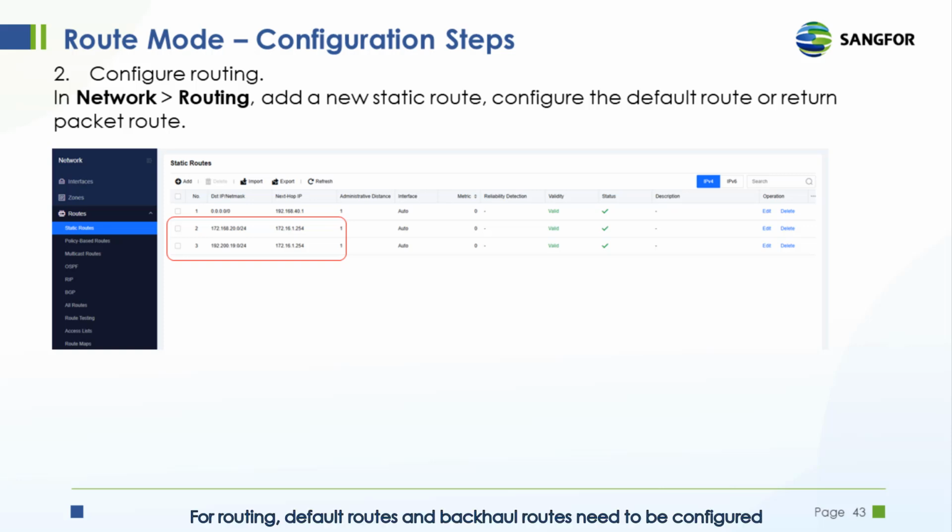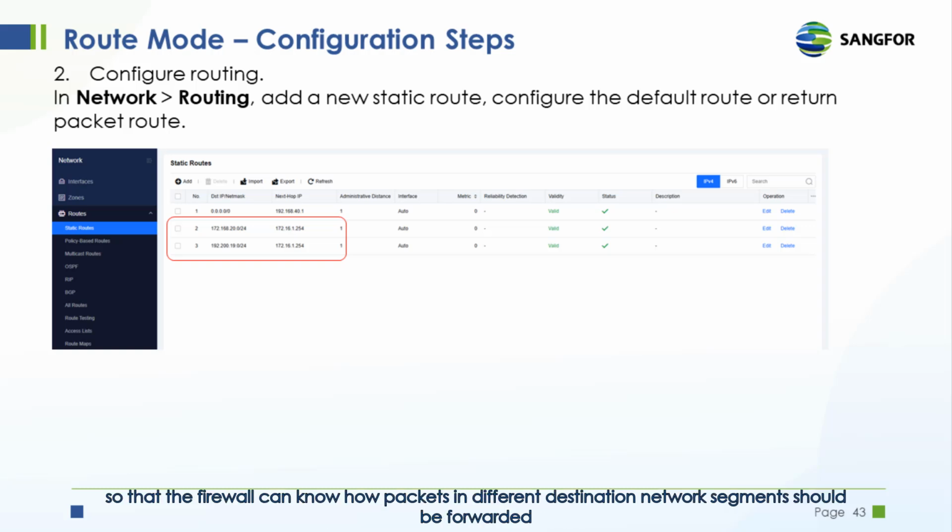For routing, default routes and backhaul routes need to be configured so that the firewall can know how packets in different destination network segments should be forwarded.